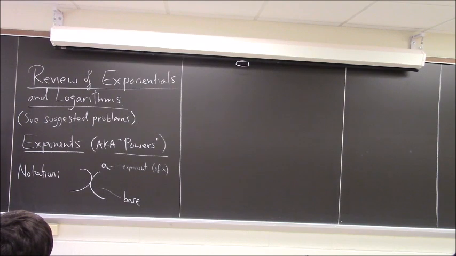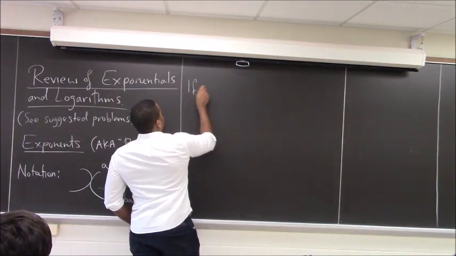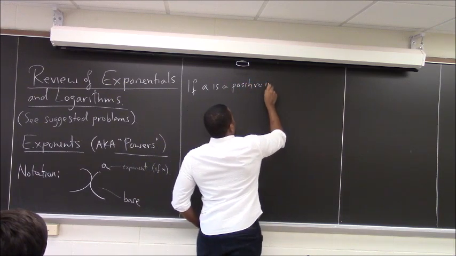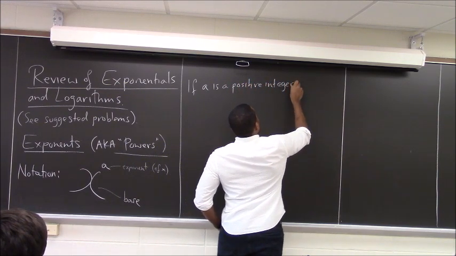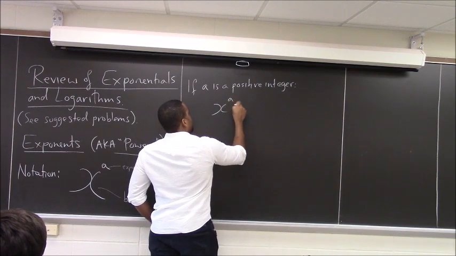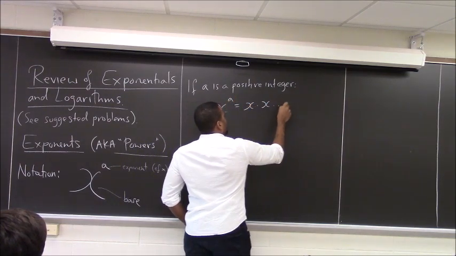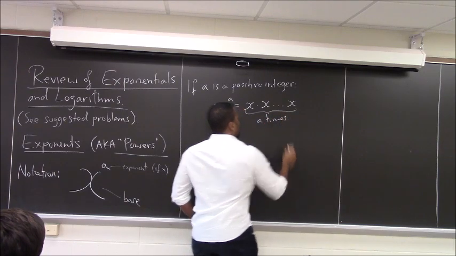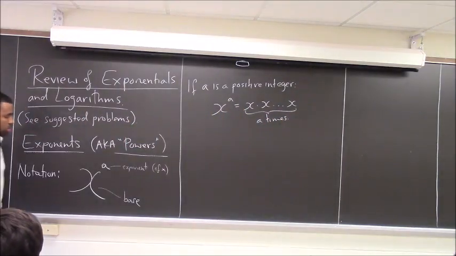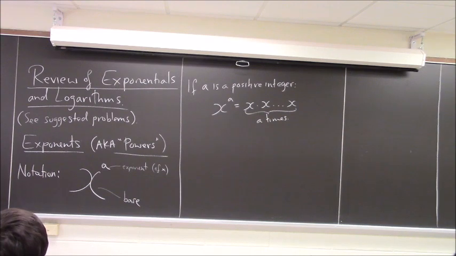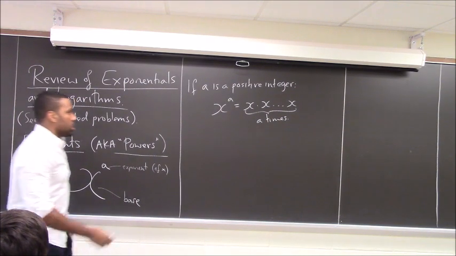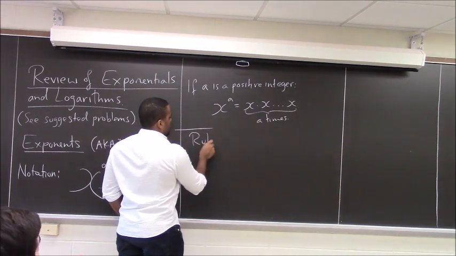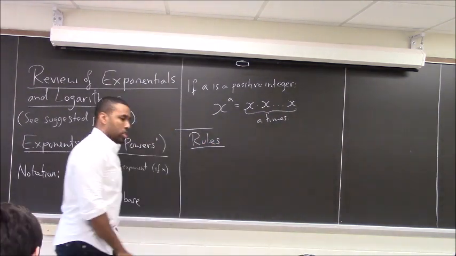And if a is a positive integer, that means whole number, then x to the a basically means you're multiplying x by itself a times. But we can, of course, extend this definition to non-integer values, which we will continue to do presently. So there are certain rules that these guys follow that I want to make sure you guys know.